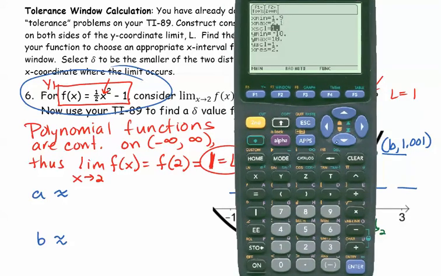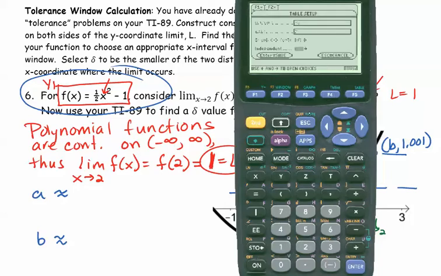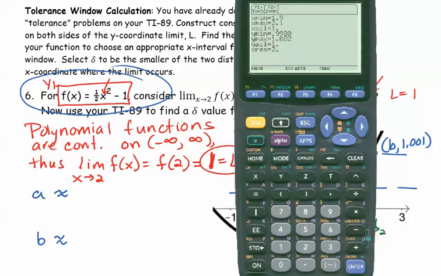And our y-min and y-max, we know where we put those horizontal lines. So I'm just going to go a little bit below that, 0.998. And for our y-max, I'm going to go just a little bit above, 1.002. And then let's go to our graph and see how our window does. Oops, I went to table instead, sorry. Let's try that again.